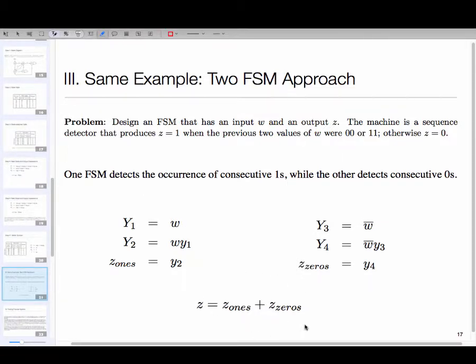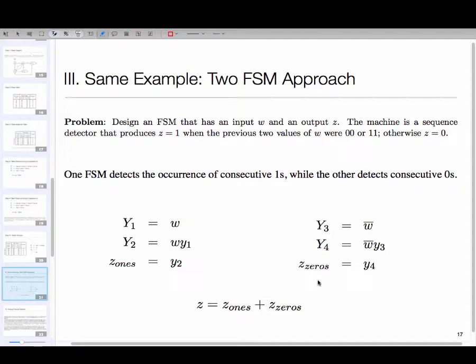Now, the issue here is that in this case, I'm not designing a single FSM. I'm designing two FSMs and combining them. This is kind of like multi-threaded software. So depending upon the problem language, this may or may not be acceptable.